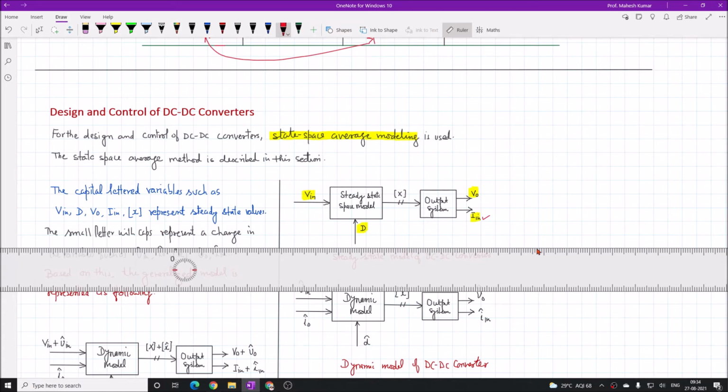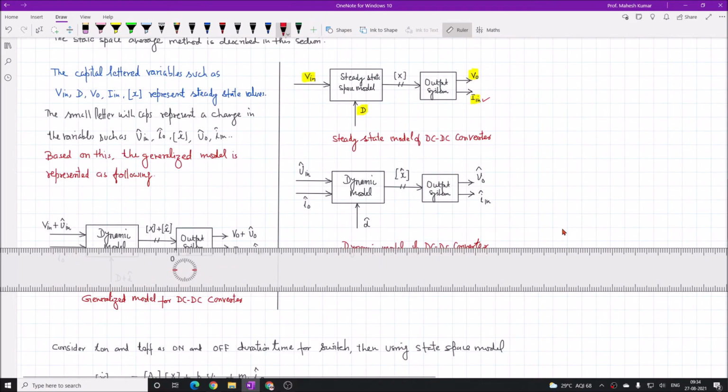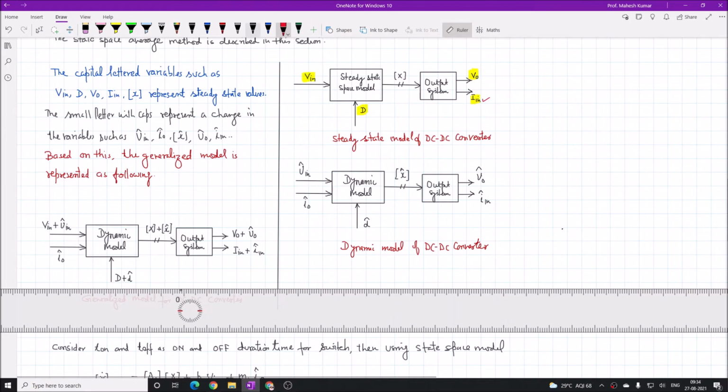But if you go for dynamic model of this DC-DC converter, then things are different. This V in becomes V in cap. So V in cap basically is the change in the input voltage. Actually we can denote like this also, delta V in. But since it is difficult to always write delta and V, it is convenient to use V in cap. So this change is V in cap. Okay, but they are same.